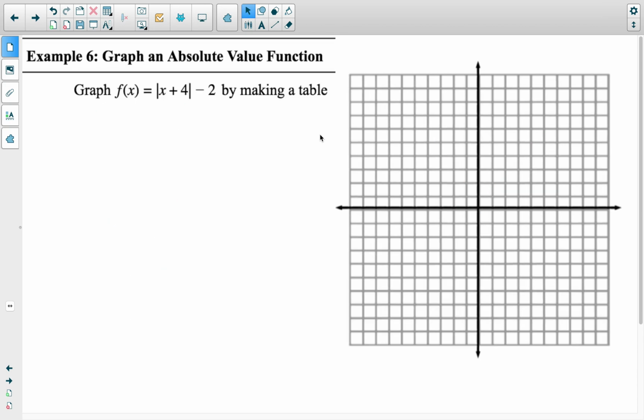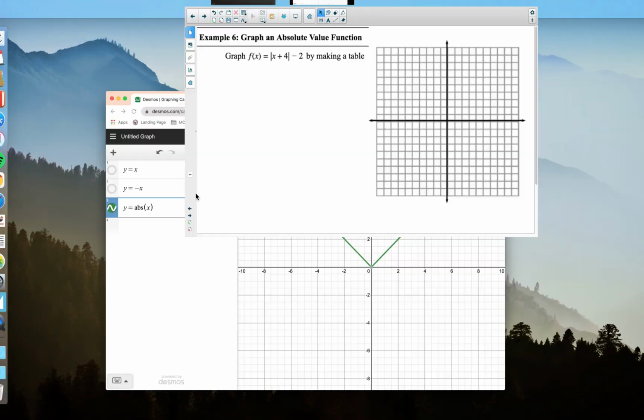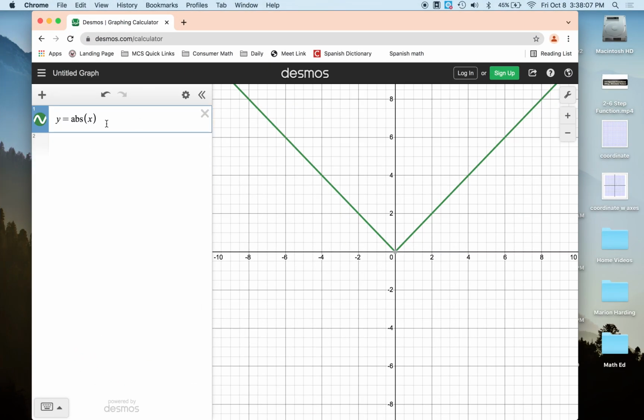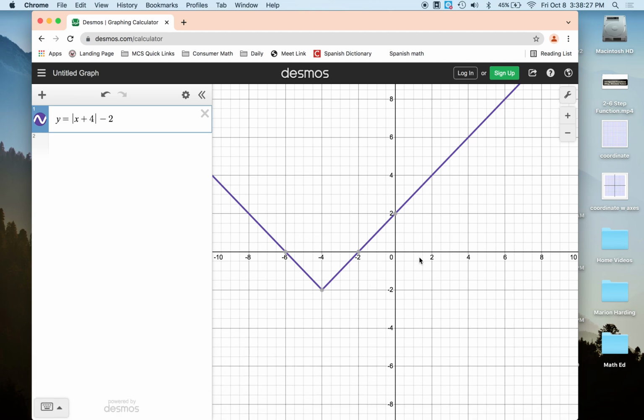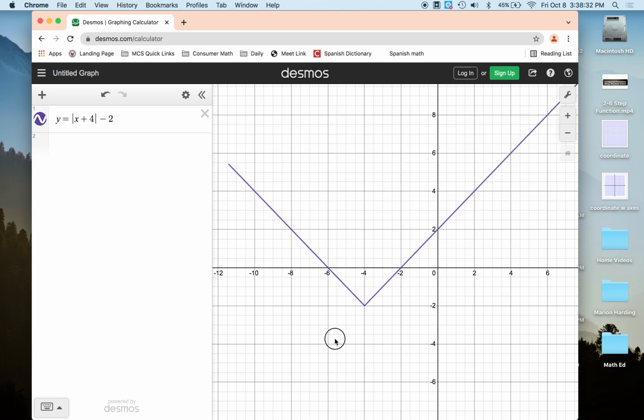Okay, and so we can move this absolute value function around by adding or subtracting numbers, by multiplying or dividing by numbers. So if we go back to Desmos, you can graph the absolute value function in Desmos by typing ABS-X, or you can also find it by clicking on the keyboard and using the absolute value symbols. So this example is absolute value of x plus 4. We're exiting out of the absolute value symbols, and then we are subtracting 2. And so this graph is moved left 4 and down 2, but it's still that same V shape.